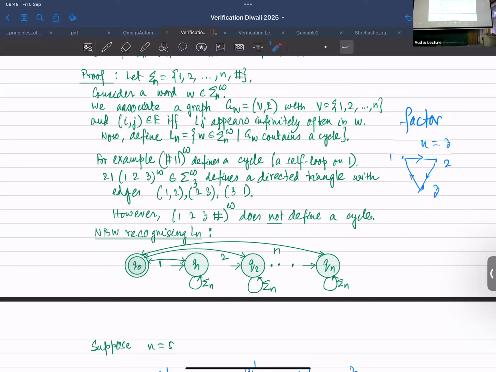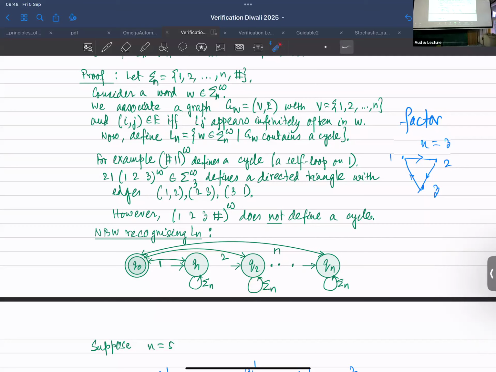And I also have a non-determinism from every Qi. In what way? From Qi, if I read the letter i, I have a self loop, as well as I can go to the state Q0. So there is a non-determinism.